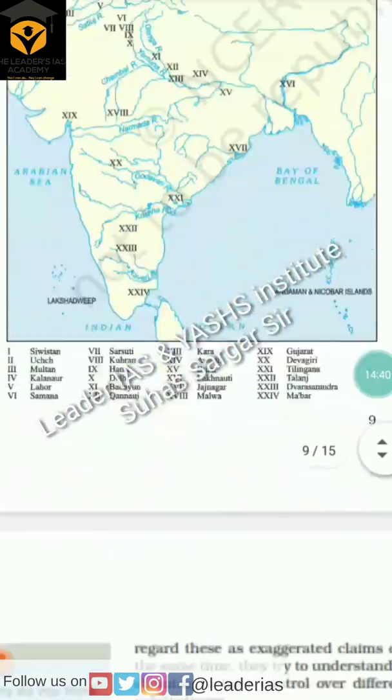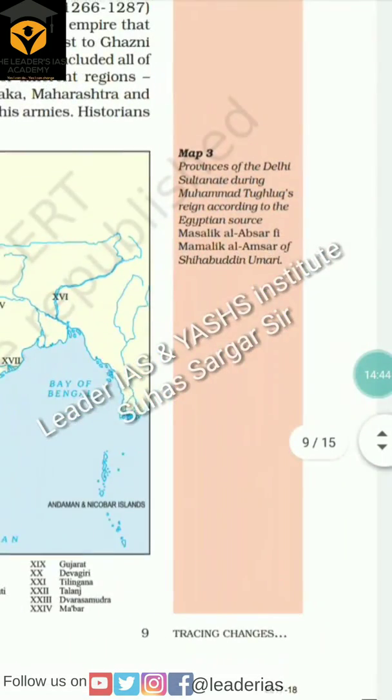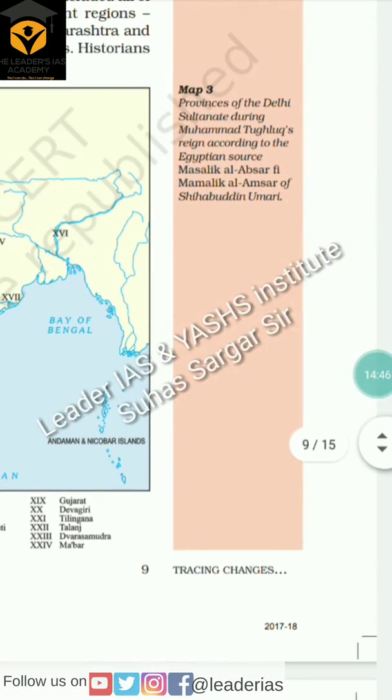See these diagrams of the provinces of the Delhi Sultanate during Muhammad Tughlaq. The region ran according to the Egyptian source Masalik al-Absar fi Mamalik al-Amsar of Shihabuddin Umari.